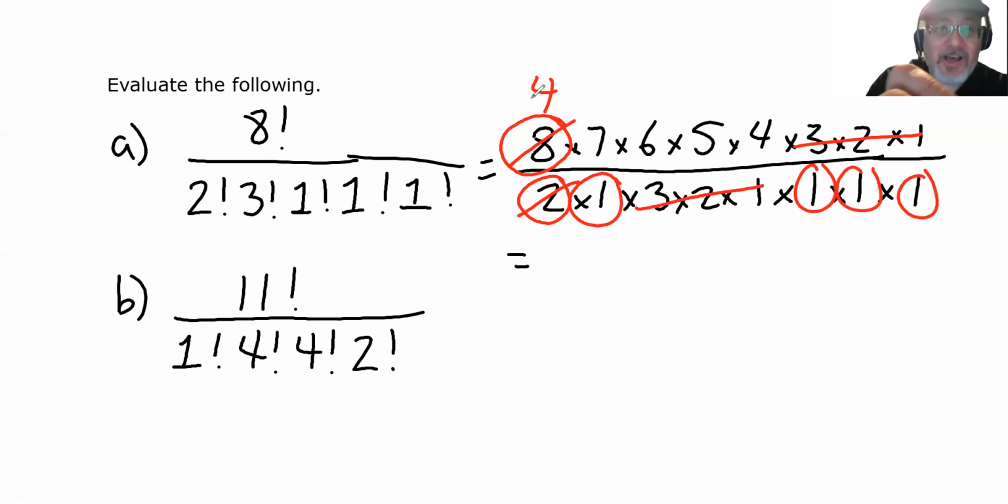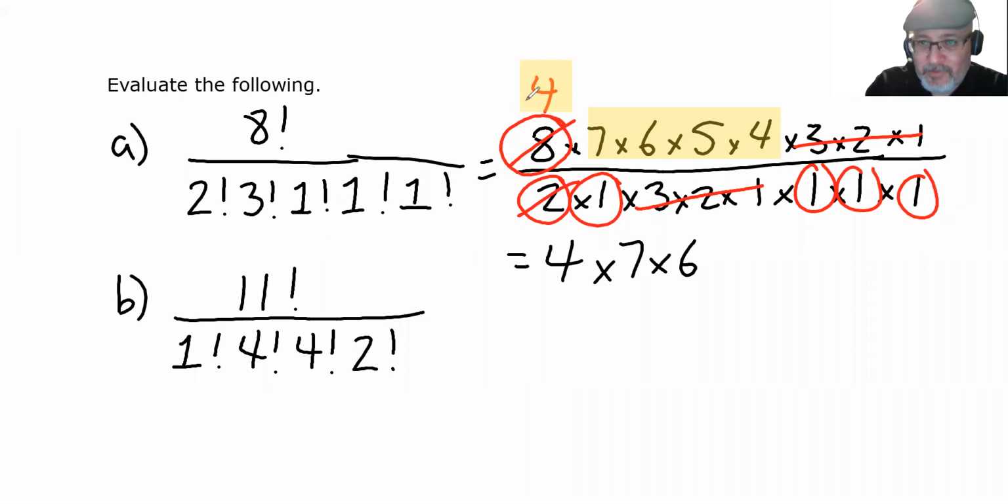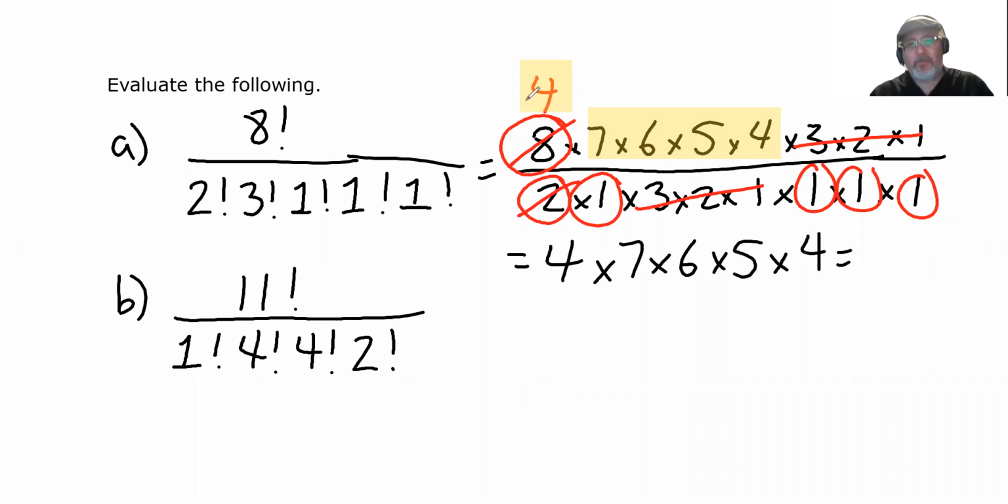Who survived on the top? That's the problem with these, is that you've got this mess and you have to be very careful to make sure you see who did not get crossed out. In this case, the survivors on the top are 4 times 7 times 6 times 5 times 4. Now, you would probably want to get out a calculator to work this out, just because it's a long enough problem. And this isn't an arithmetic class, but it ends up being 3,360.